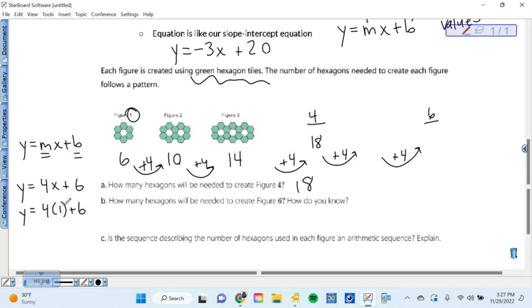Okay, so I'm going to plug in 1 for x, and I get y equals 4 times 1 plus 6. And what's 4 times 1? 4. And what's 4 plus 6? 10. Do I have 10 hexagons in figure 1? No.